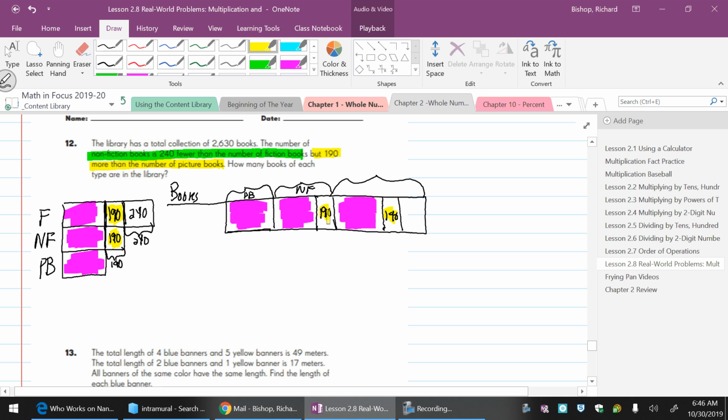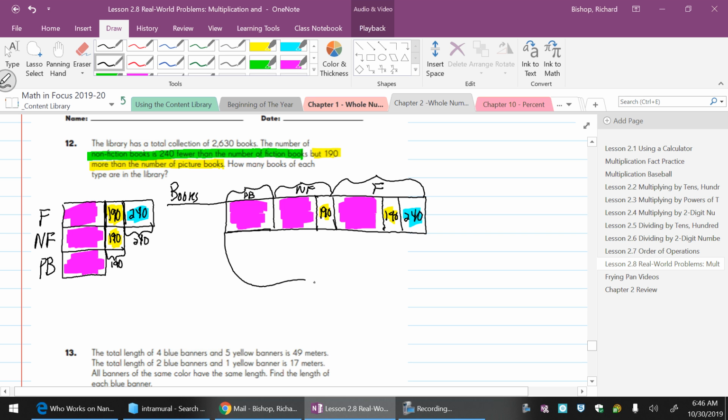But it also has 240 more than the nonfiction. So I'm going to add another 240 at the end here, right? Because I'm looking at that right here. The fiction has an extra 240 that the nonfiction and the picture books didn't have. So those are my fiction. So my units are books. I have 3 different types of books. They're 3 different sizes, and then eventually I'm going to either add or subtract to get the different parts.